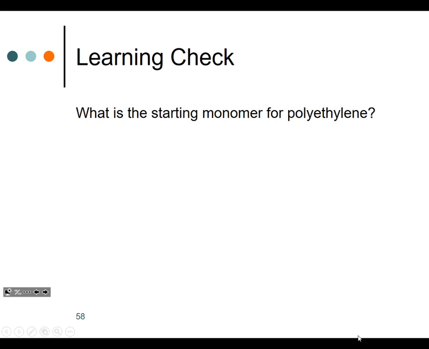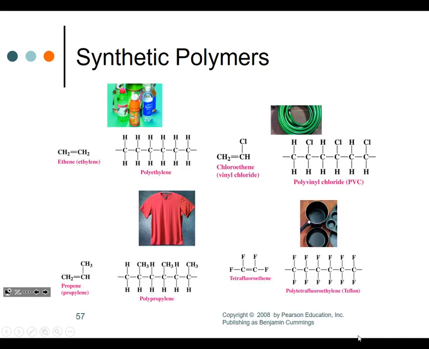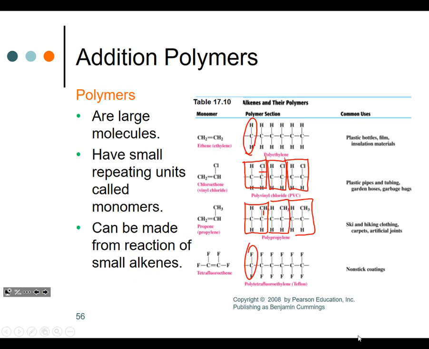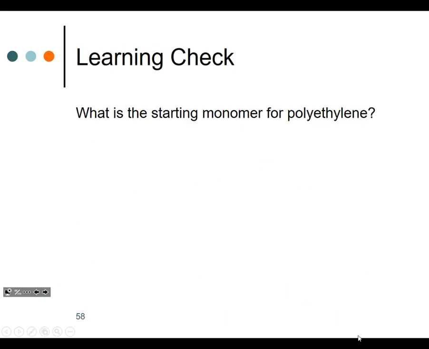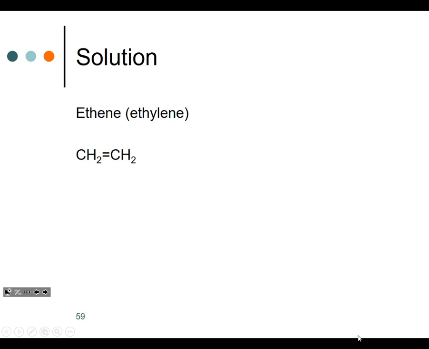All right, there's a learning check here, and it says, what is the starting monomer for polyethylene? I am not going to make you guys remember that stuff. So if you look here, I think it's back here, polyethylene, where was it? I didn't see it, but anyways, I'm not going to make you know that. It would just be ethylene, so CH2.